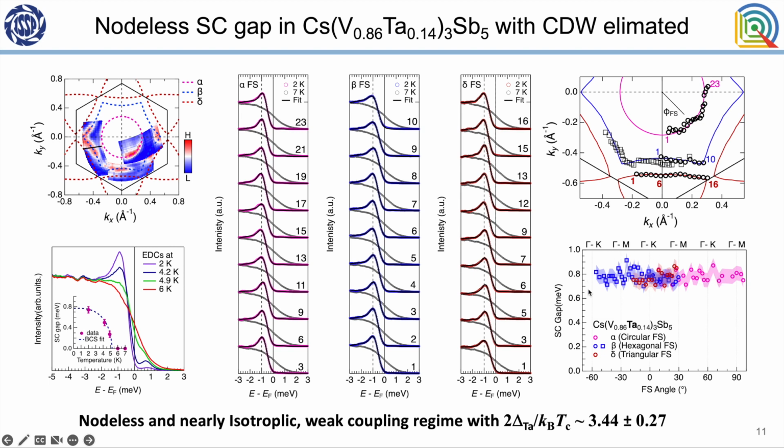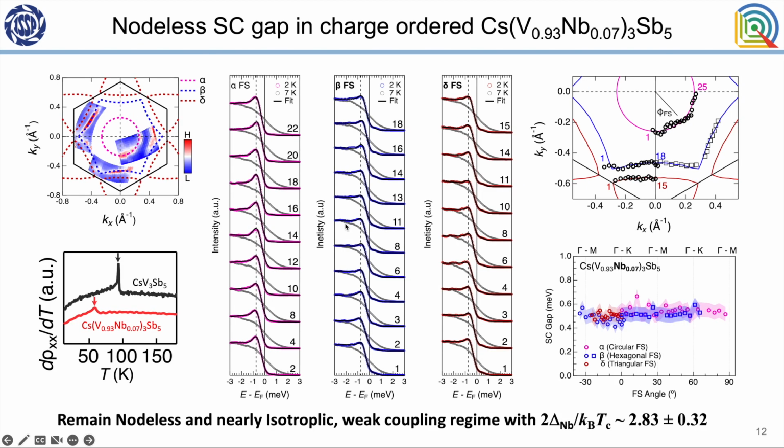This gives a ratio of 2Δ/kBTc of about 3.44, which is close to the BCS value of 3.5653. So it hints at weak coupling superconductivity. And next, we present the superconducting gap results of the 7% niobium-doped sample, which shows a CDW order above Tc, as shown by the resistivity transport measurement result here.